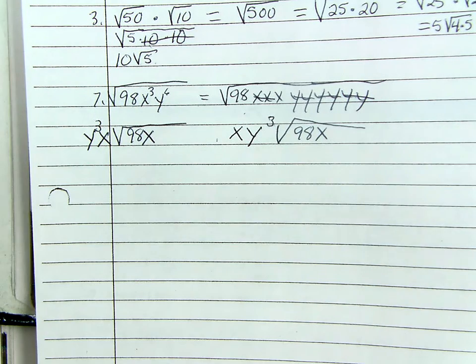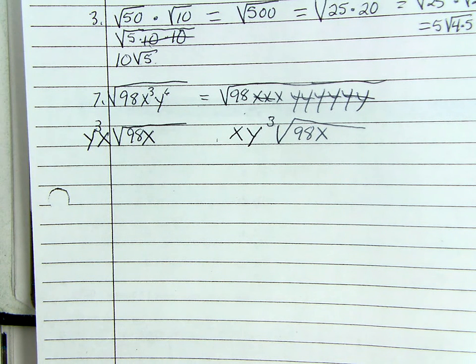So we're done with the variables. Now it's just the numbers. Can somebody tell me anything special about the number 98? So we could divide it by 2 and start breaking it down to prime numbers. So 98 divided by 2 is 49. Yeah, 49. Is there anything special about 49?